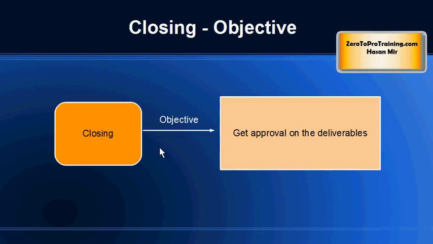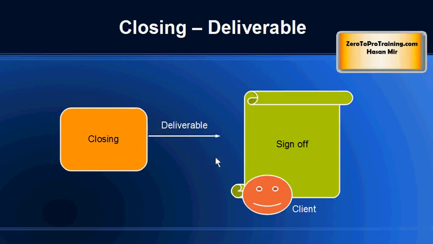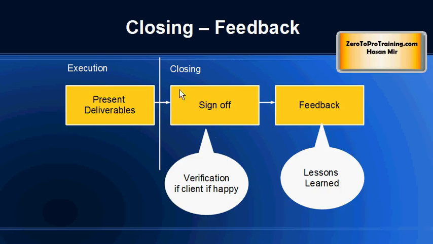The objective of the closing stage is to get formal approval from the client on the deliverables. So the deliverable of the closing stage is a sign-off document. It could be an email, it could be a document. It is a proof that the client is happy with the work, and the closing stage will begin right after you have presented your deliverables, whatever you are supposed to do in the project.